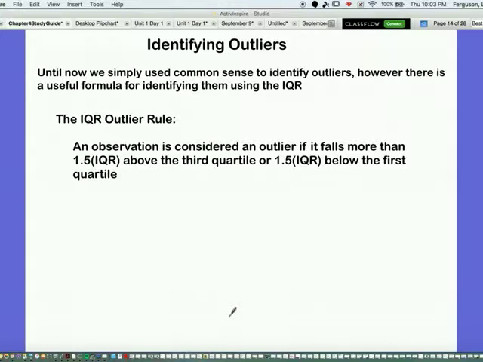So remember, you can have an outlier on the left side of the data or on the right side of the data. And so one that is 1.5 IQR above the third quartile would be on the right side, and 1.5 IQR below the first quartile would be on the left side.